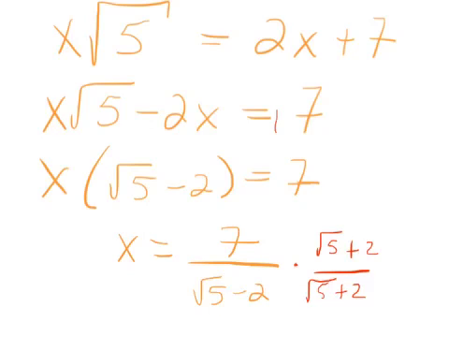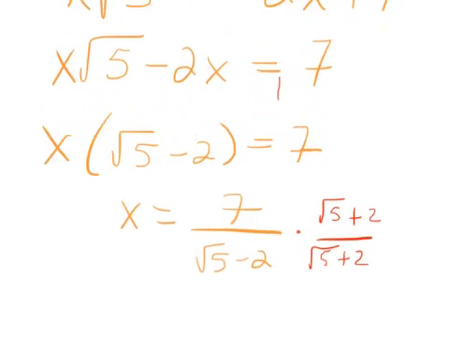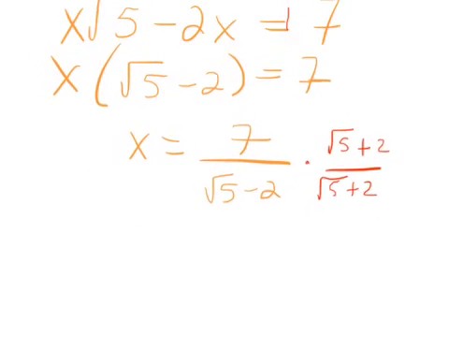Now, please make note of what I'm about to do, if you haven't picked up on this by now. The denominator: those are binomial conjugates, correct? So what happens to the middle term? Cancel. So just do the F from FOIL and the L from FOIL. So first, root 5 times root 5.